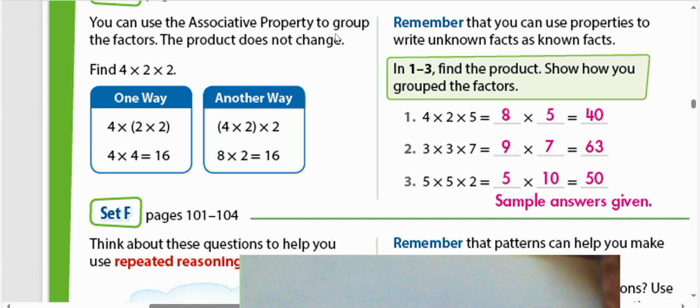You can use the associative property to group the factors; the product doesn't change. Find 4 times 2 times 2. We know 4 here, and 2 times 2 is 4. 4 times 4 equals 16. Or 4 times 2 is 8. 8 times 2 equals 16. And then 2 times 4 equals 8. 8 times 5 is 40. 3 times 3 is 9. 7 times 9 is 63. 5 times 5 times 2: 2 times 5 is 10. 10 times 5 equals 50.